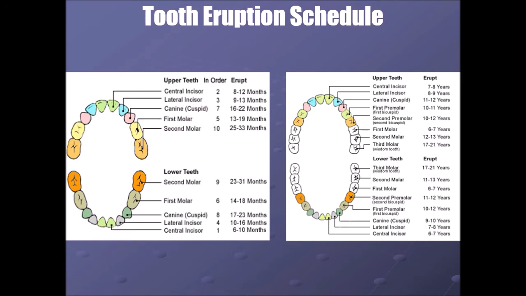Tooth eruption schedule. Now, do not write this down because it has changed. Notice here we've got the central incisor on the lower mandible. I'm looking over here on the left-hand chart. Central incisor down here. These are the baby teeth on the mandible, all right? The lower jaw. Central incisor used to show up around 6 to 10 months. Not anymore, you guys. Now it's showing up at 3 to 6 months.